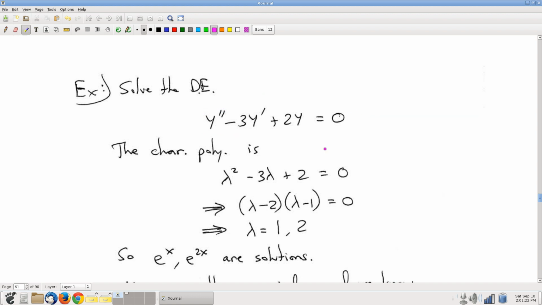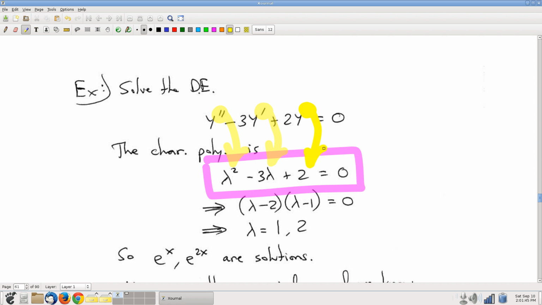Well, an earlier observation is that what we really need to do is to find roots of the characteristic polynomial. And remember, the way we find the characteristic polynomial is derivatives become factors of lambda. Here we have one derivative, therefore one factor of lambda. Two derivatives, two factors of lambda. Here there were no derivatives, so no factors of lambda. Okay. The coefficients all come along for the ride.